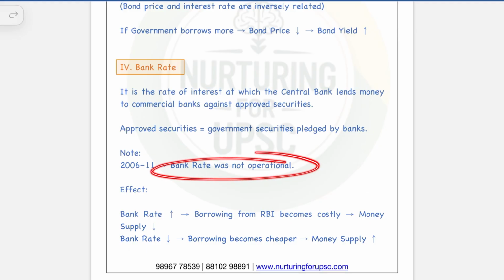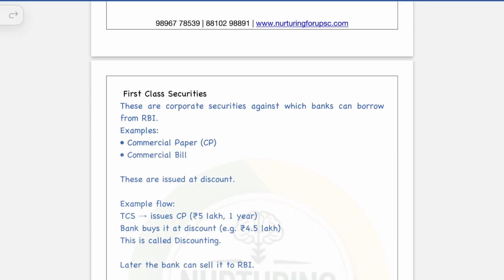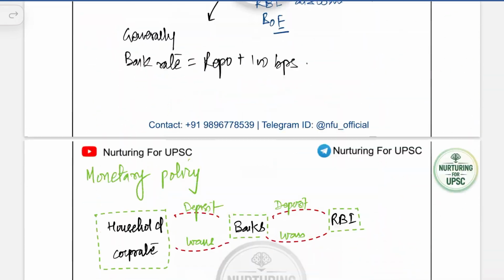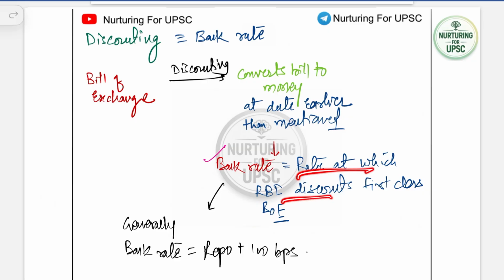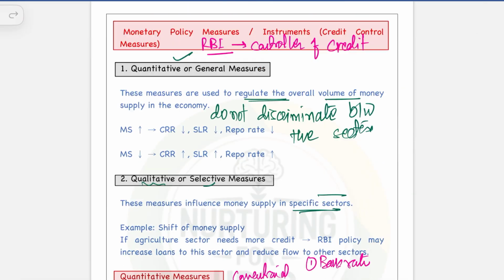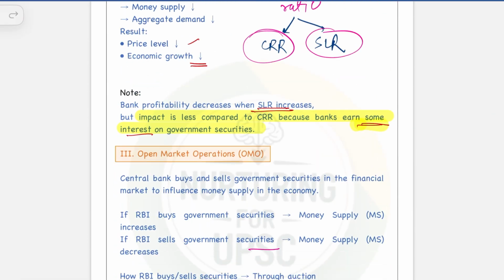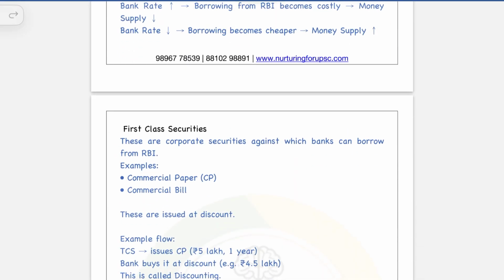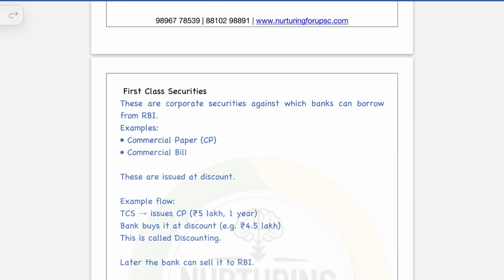However, in current days, this bank rate has become quite an old phenomenon, and we don't have it at the present date. And as I have discussed earlier, bank rates are the rate at which RBI discounts first class bills of exchange. Let me tell you what I mean by first class securities. These are corporate securities against which banks can borrow from RBI. Generally, they are commercial paper and commercial bills, and they are issued at a discount.